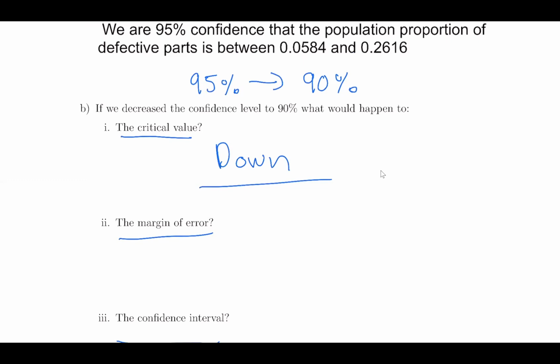What about the margin of error? What do you think will happen for the margin of error? Is it going to go up or is it going to go down? Sweet. So we got down again. Perfect. Lastly, what's going to happen with the confidence interval if we're making the margin smaller? Well, if we're doing a 95%, we go to 90%.